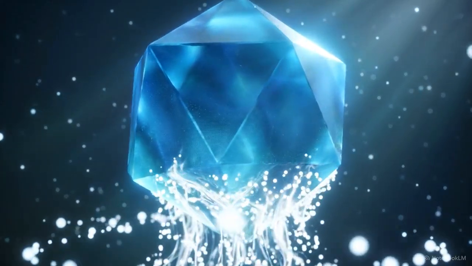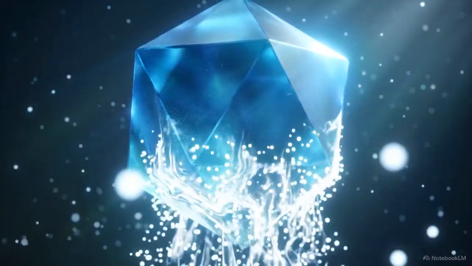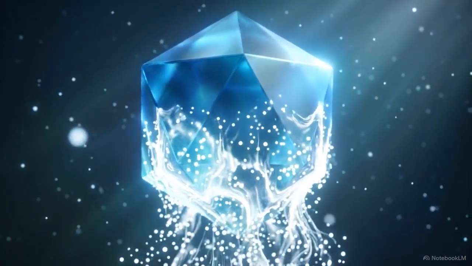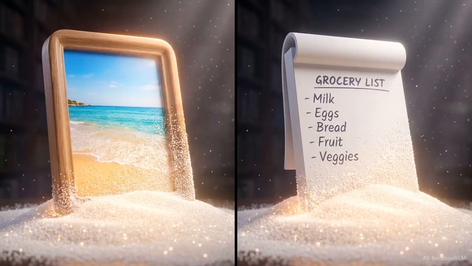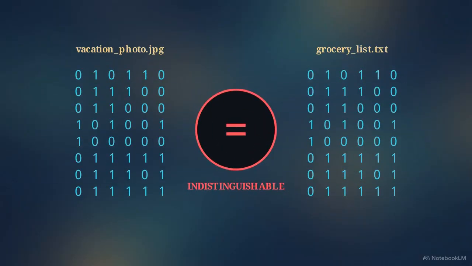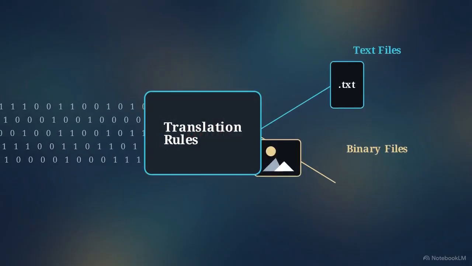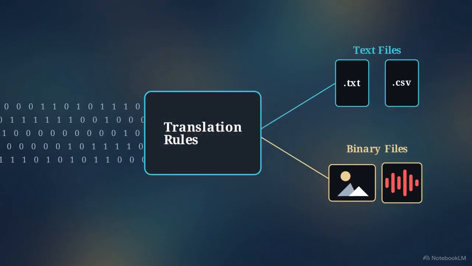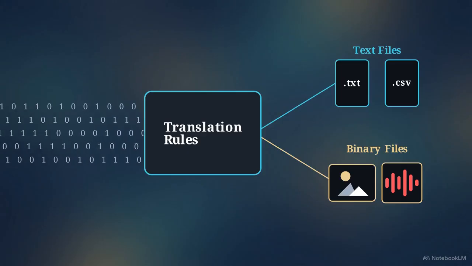Every computer file, regardless of purpose, is stored as a sequence of zeros and ones. Since a vacation photo and a grocery list are built from the exact same digital dust, the computer requires a method to distinguish the two. Correctly identifying these files depends on the specific translation rules applied to that underlying binary code.